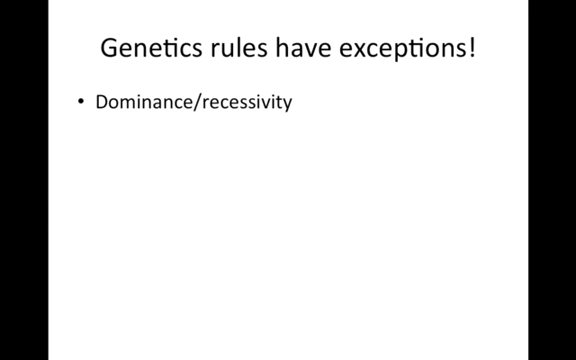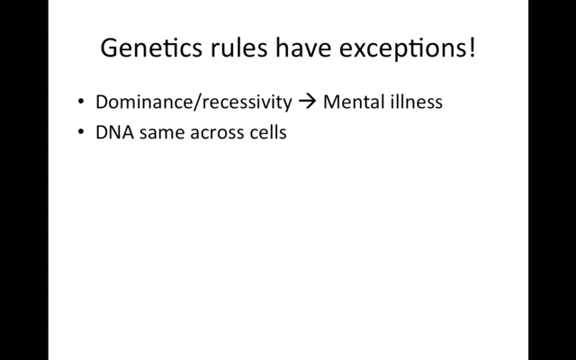So let's go through some you've heard of. You've heard of the rules of dominance and recessivity. But then there are some traits, a major one being mental illness, in which it has a strong genetic component, but it's not a simple case of dominance or recessivity, nor of a single gene. Another case is we hear that the DNA is the same across all cells in an organism, but an important exception to that is cancer, in which some cells have accumulated mutations that make them cancerous.